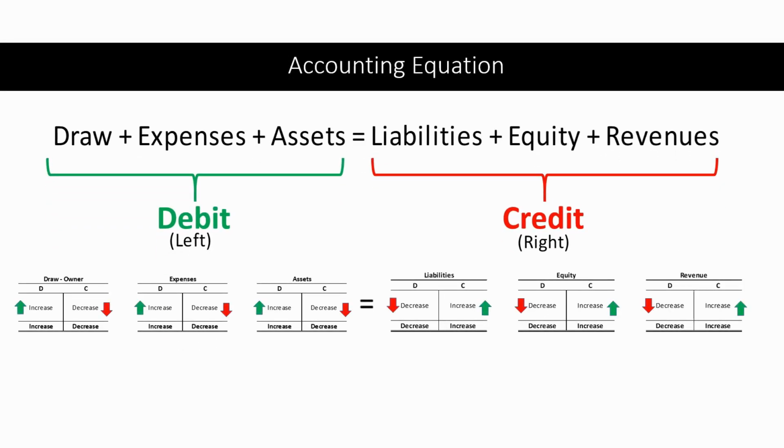Accounts on the left side of the equation, draw, expenses, and assets, are increased by a debit entry and decreased by a credit entry. Inversely, accounts on the right side of the equation, liabilities, equity, and revenues, are increased by a credit and decreased by a debit entry.